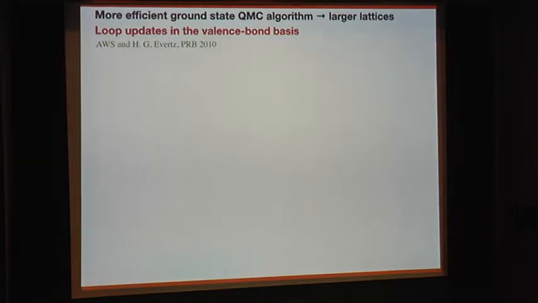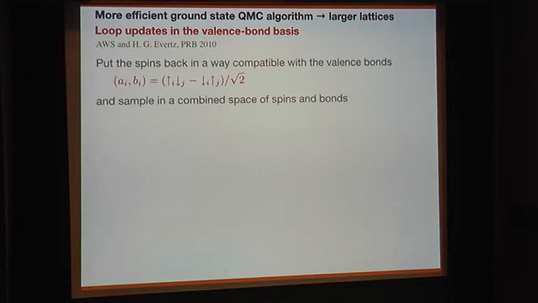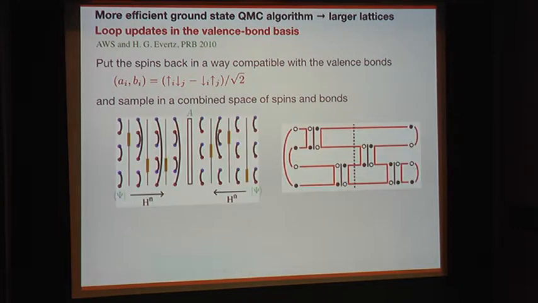A really nice thing is that one can actually make it look very similar to the SSE method by basically putting the spins back in. A valence bond means up, down, minus, down, up. It turns out that the signs always cancel out if we put the spins back in, so you can really sample the singlet. With probability 1/2, it's up, down, and with probability 1/2, it's down, up. And again, the signs cancel out. Let me not get into the details.